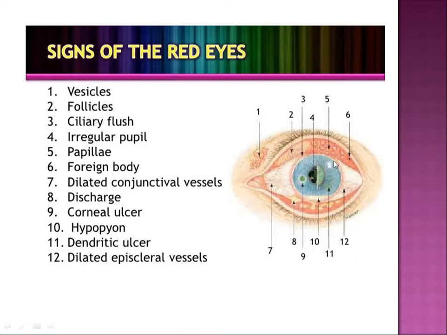Now, if you see the ciliary flush, that is a ciliary congestion, it can be due to any cause like a corneal ulcer or iridocyclitis. Each one of these we'll see later. If you're seeing an irregular pupil, like a stone pupil, all of you know it can be seen in the case of iridocyclitis. If you're seeing flat top lesions in the conjunctiva, which are papillae, these are more commonly seen in allergic conjunctivitis. Now, there can be a foreign body that is lodged, which is causing red eye because of constant irritation, or you can just see the dilated conjunctival blood vessels.